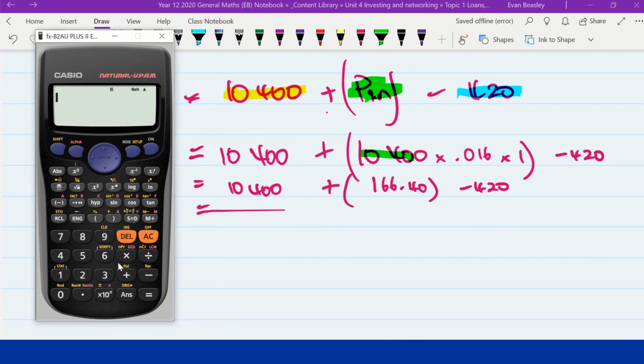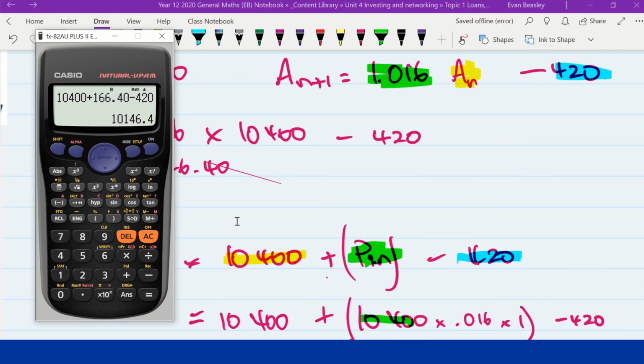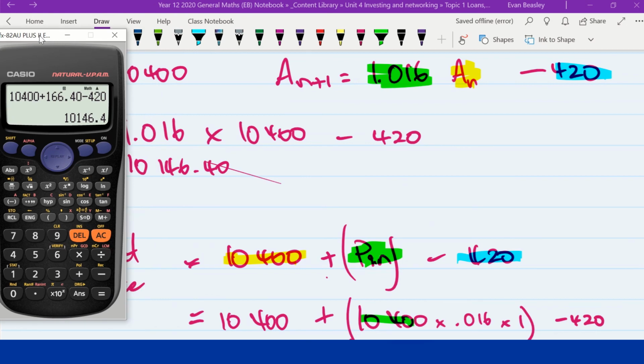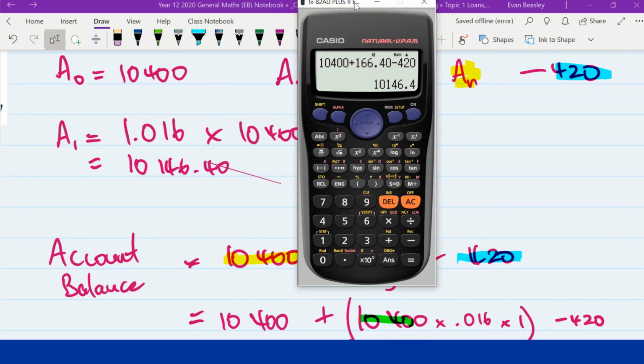So let's do that. 10,400 plus an interest of 166 and 40 and minus 420. And 10,146 and 40 cents, and that's the same, so that's nice.